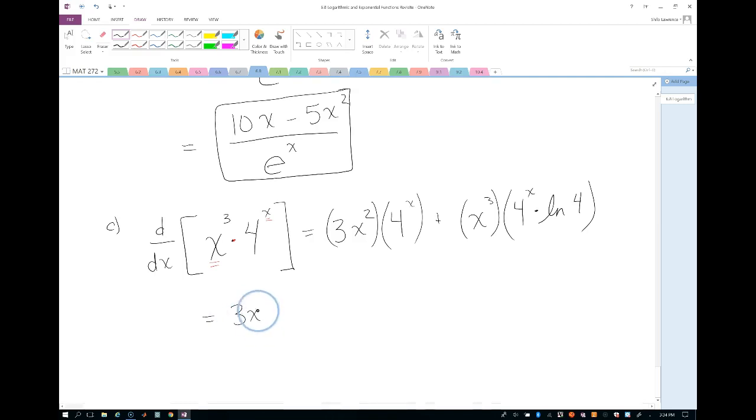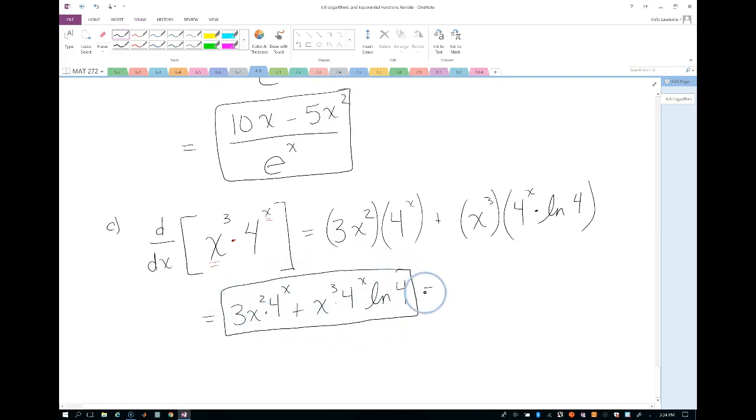So really this is just 3x squared times 4 to the x plus x cubed times 4 to the x natural log of 4. Now there are several like terms or like factors within those two terms that we could factor out. We really aren't going to factor though unless maybe there's a denominator we could cancel with, but just so you could see how that would work, both of these terms have at least an x squared in them, and they both have a 4 to the x in them.